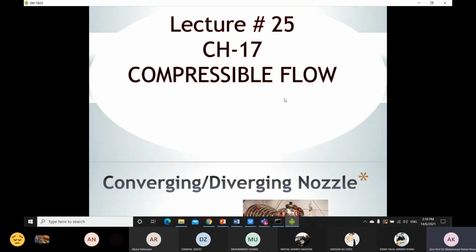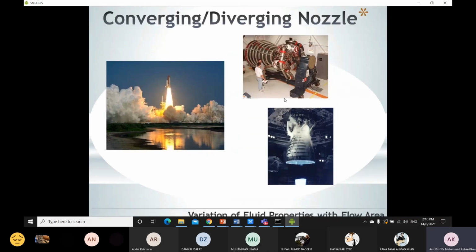Continuing with the compressible flow. Okay, so in the last lecture we were discussing converging and diverging nozzles, and why we are going to analyze the converging diverging nozzle in thermodynamics: because of the application in the aerospace industry, and most of your steam turbines or gas turbines use a converging diverging nozzle at the end of the exhaust systems.